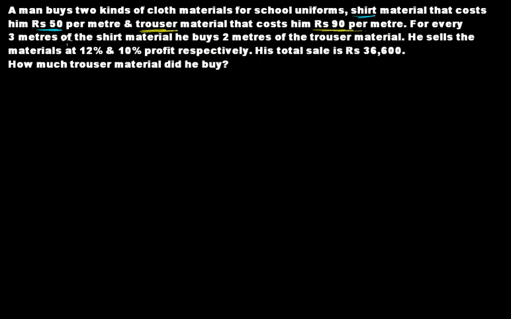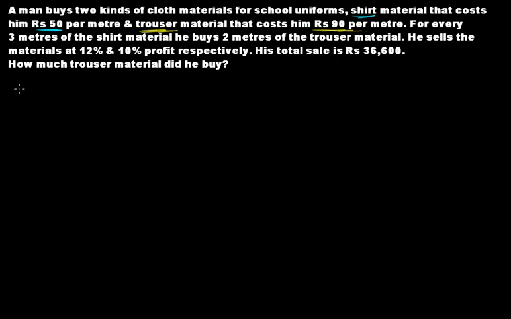For every 3 meters of the shirt material, he buys 2 meters of the trouser material. He sells the materials at 12% and 10% profit respectively. His total sale is rupees 36,600. How much trouser material did he buy? Now don't get scared by the length of this question. Take one sentence at a time.